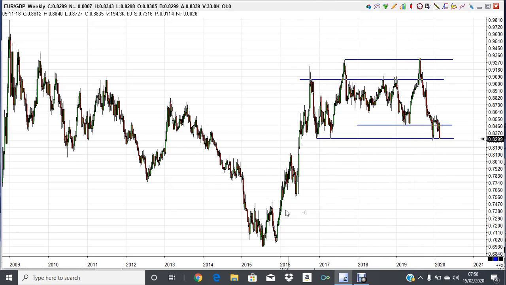You can see we made a low in 2015, and spent most of that year forming this little inverse head and shoulders pattern down here. We then had a nice 20-cent rally. This was 2016, the Brexit vote. The euro went a lot higher, and since 2016 we've been in a range.